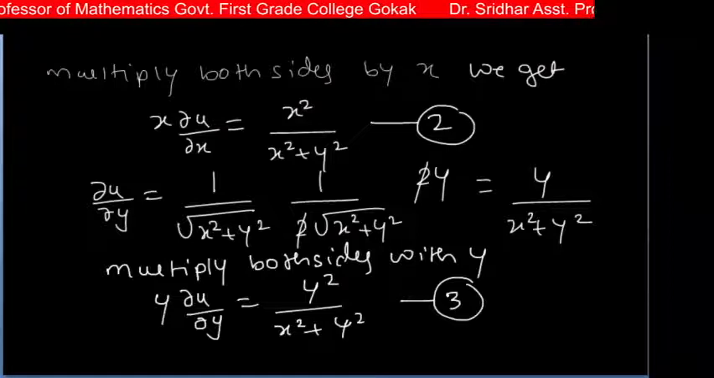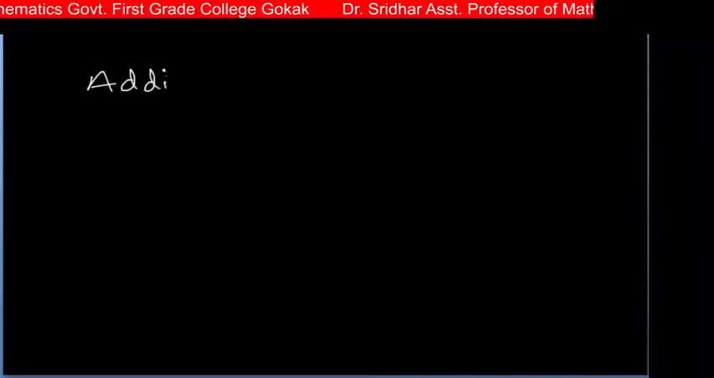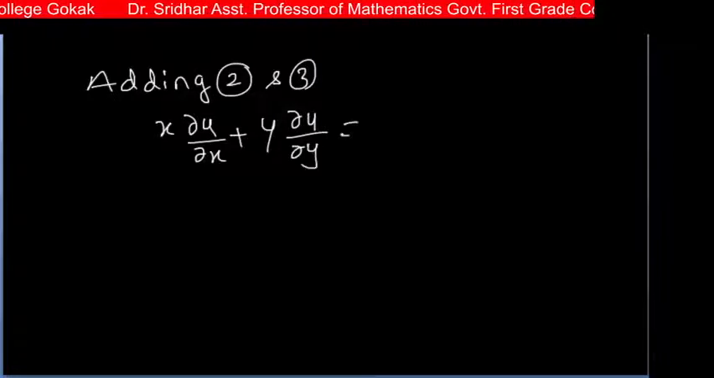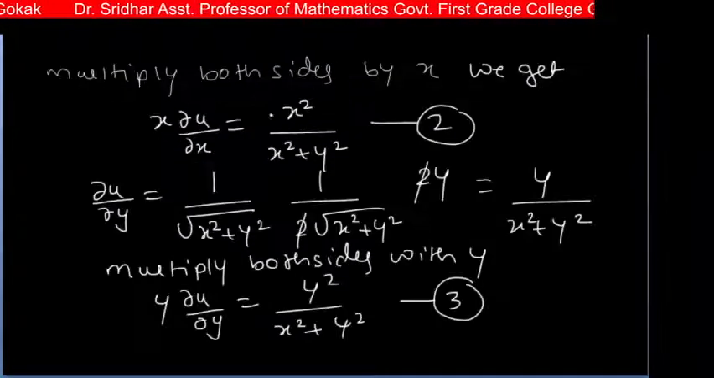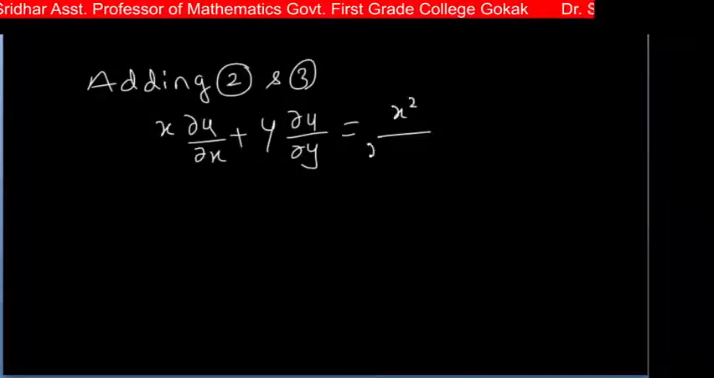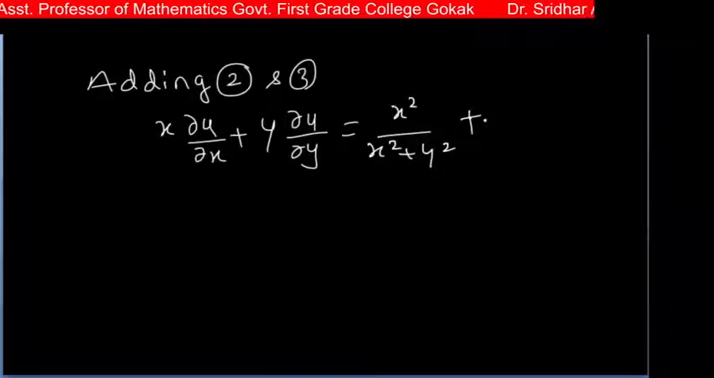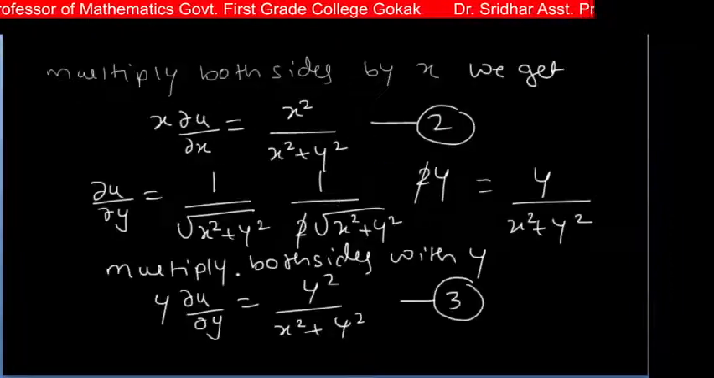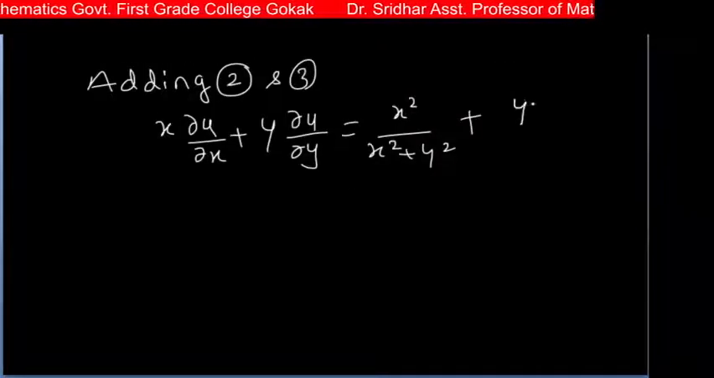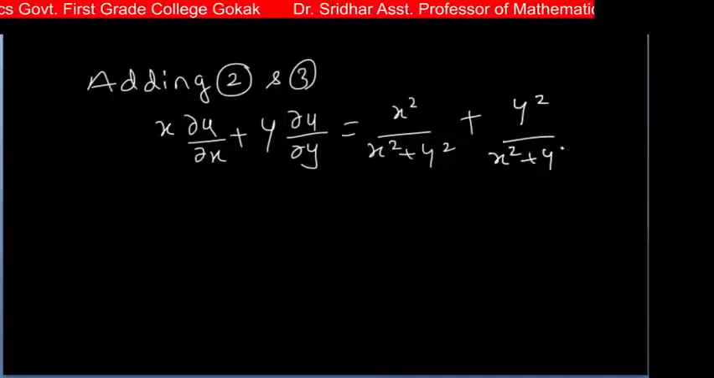Now adding 2 and 3. We get x dou u by dou x plus y dou u by dou y is equal to, okay, so x dou u by dou x is x square divided by x square plus y square, then y dou u by dou y is y square divided by x square plus y square.